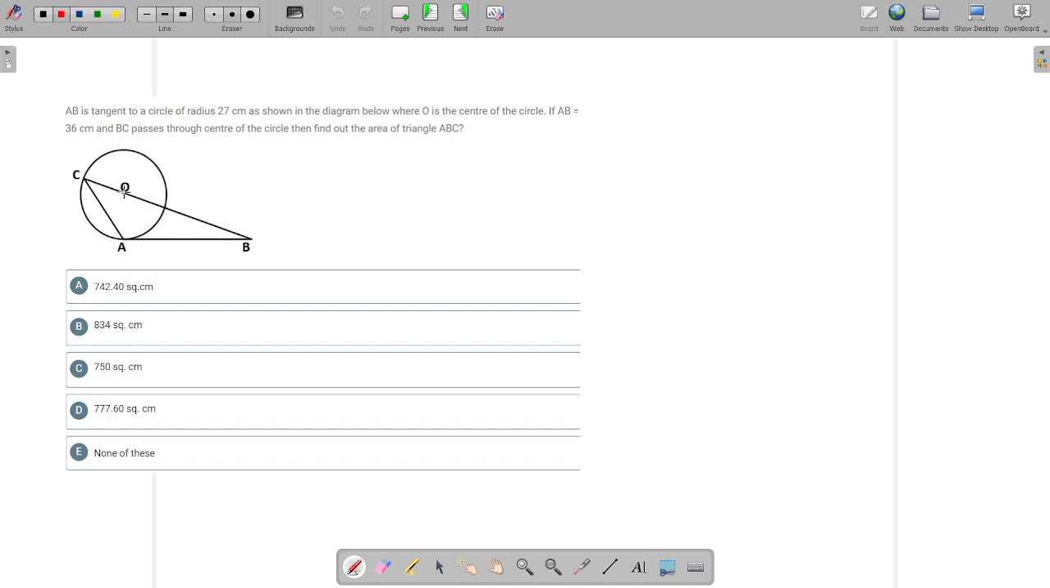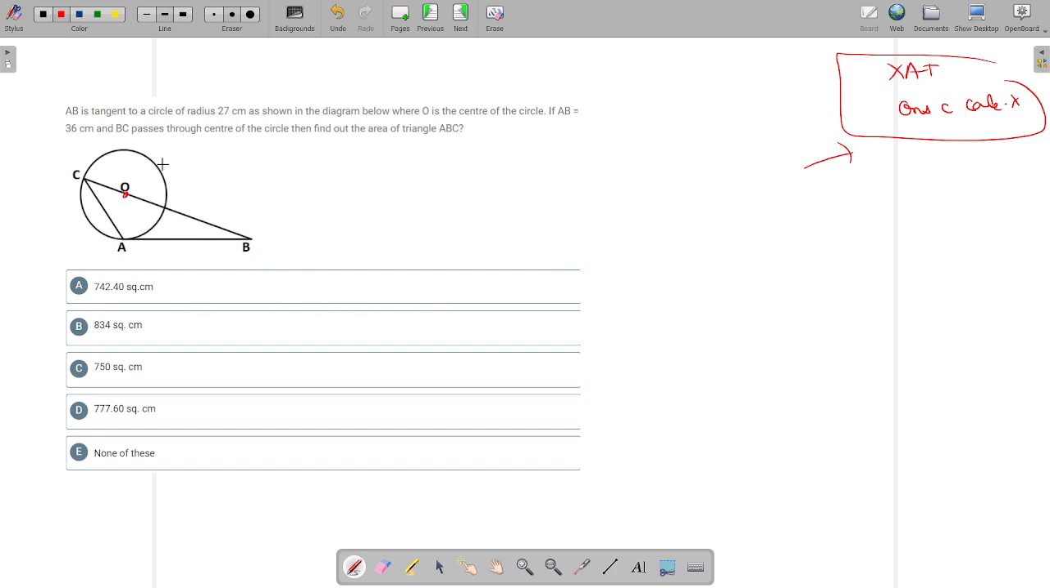Fair enough. Okay, so one thing I want to tell you that in XAT there are no calculators, no on-screen calculators. So I will solve it in such manner so that we don't need the calculator.